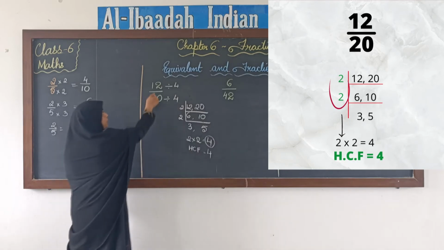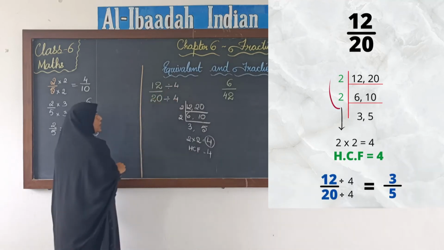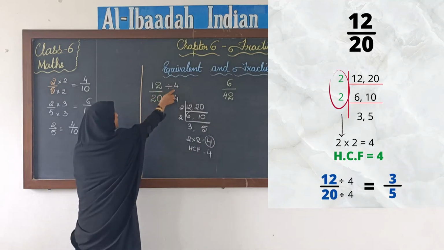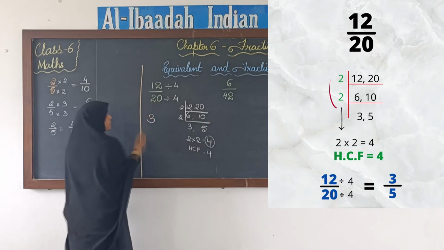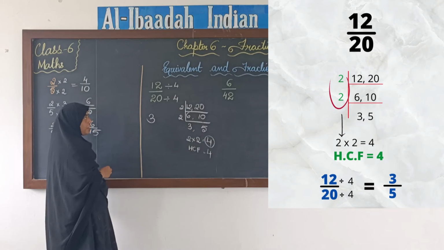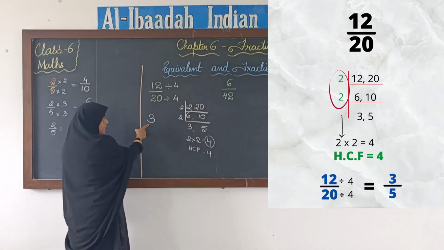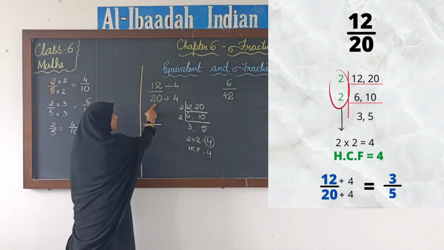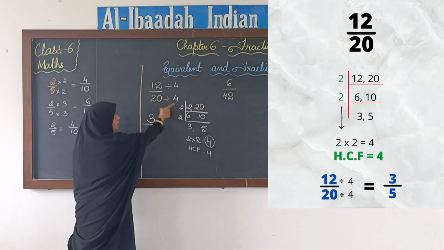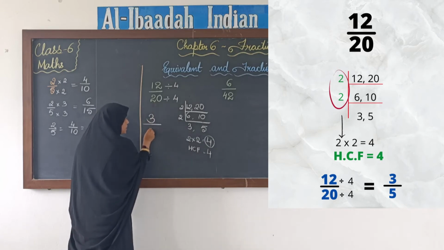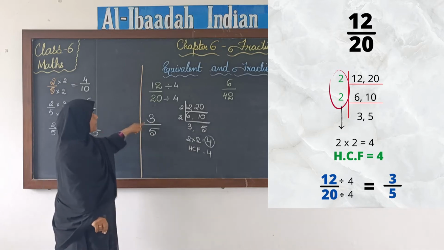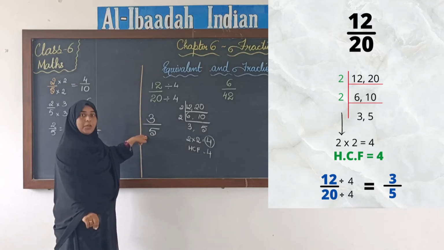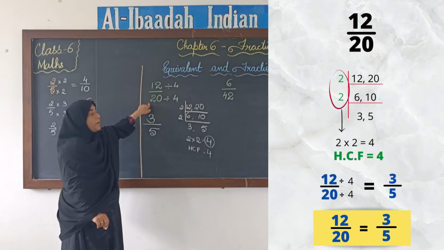Now, when we divide 12 by 4, the answer that we get is 3. 3 4s are 12, right? So, when we divide the numerator 12 by 4, we will get 3 as the answer. And when we divide the denominator, 20 divided by 4, the answer that we get is 5.